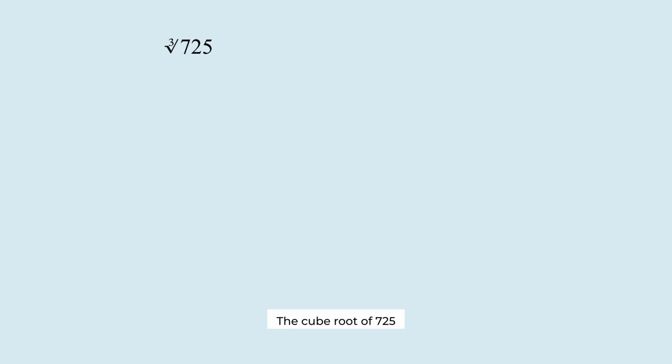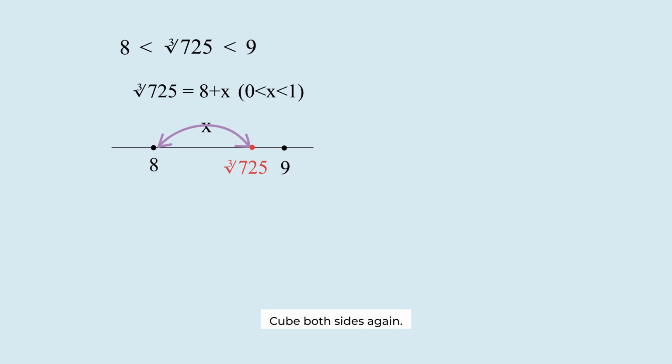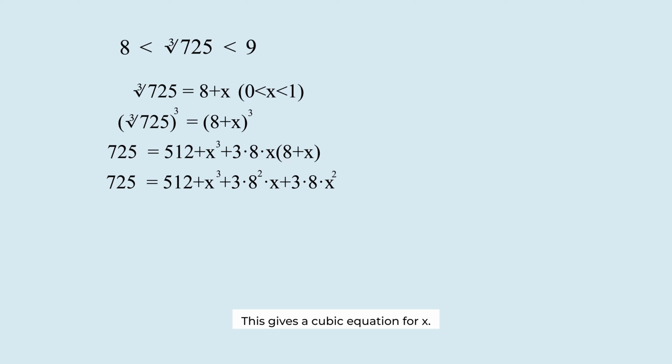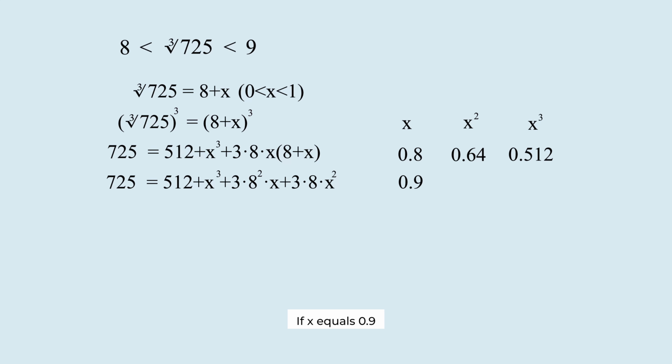The cube root of 725 is between 8 and 9, so it's 8 plus x. X is closer to 1 than 0. Cube both sides again. This gives a cubic equation for x. As x gets closer to 1, what happens to x squared and x cubed? If x equals 0.8, then x squared equals 0.64 and x cubed equals 0.512. If x equals 0.9, then x squared equals 0.81 and x cubed equals 0.729.